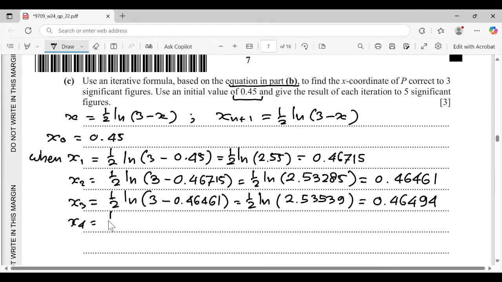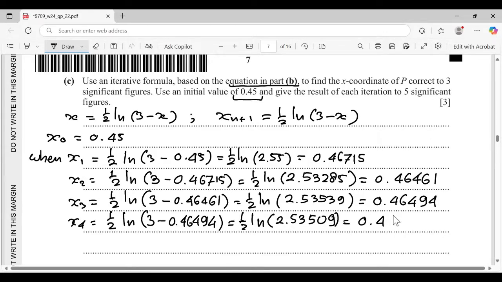x4, 1/2 ln(3 − 0.46494). This number is 2.53509, and the result is 0.46491. Look at the difference between this number and this number.